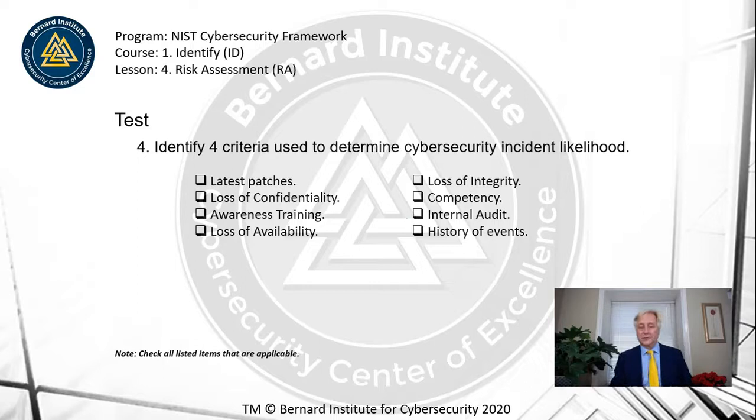Okay, question number 4. Identify 4 criteria out of the 8 options used to determine cybersecurity incident likelihood. Latest patches are not used, no. Loss of confidentiality, yes, because we're talking about what's the incident likelihood. Awareness training, no. But loss of availability will help us determine what the impact is. Loss of integrity, yes. Competency, no. Internal audit, no. History of events, yes.